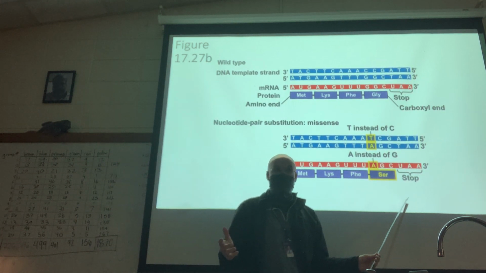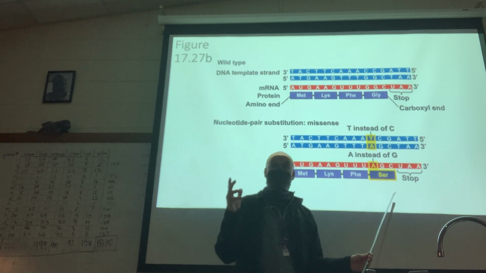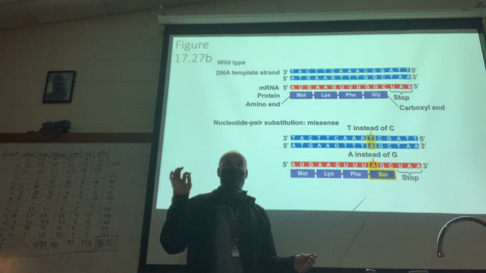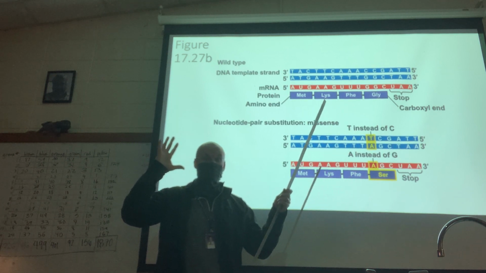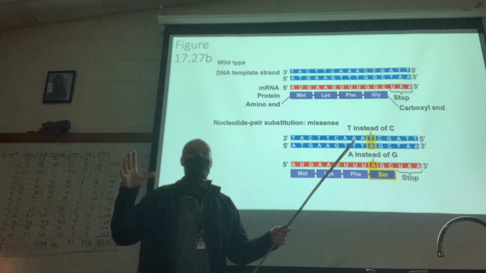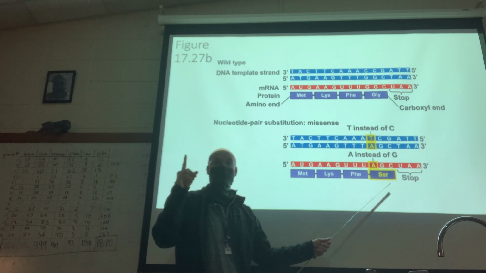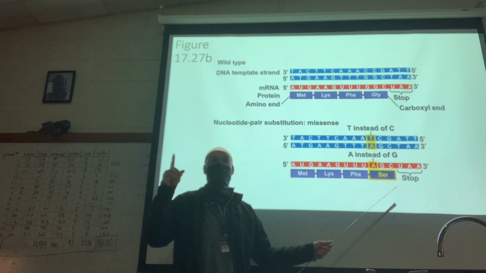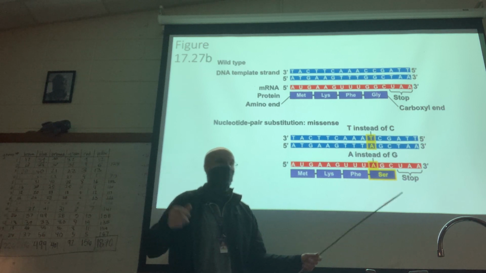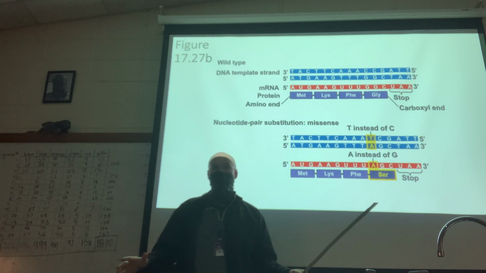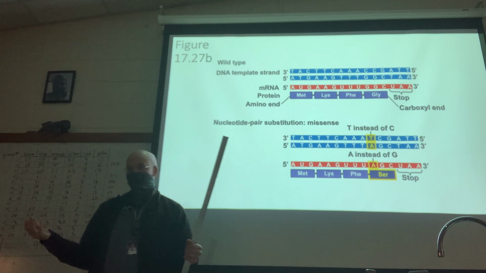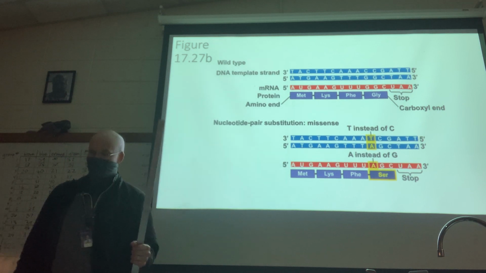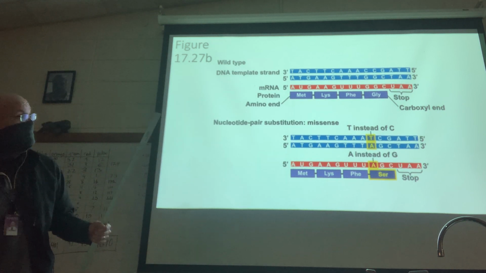That may not have any effect, but there are some really serious genetic conditions that happen because one protein with 150 amino acids has one amino acid changed. And all of a sudden that protein does not work correctly, and it can be disastrous. So missense could be bad or not.